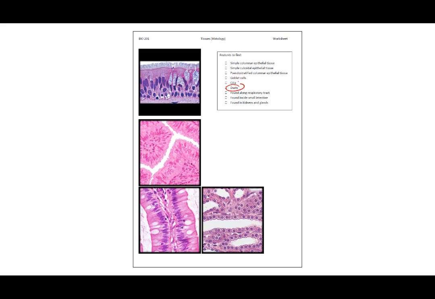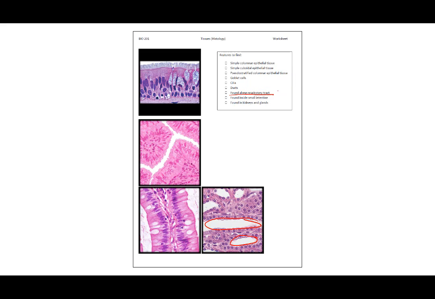Ducts. Ducts are really here, these open circles. They are often lined by simple cuboidal epithelial tissue because you find ducts associated with the kidneys and glands.